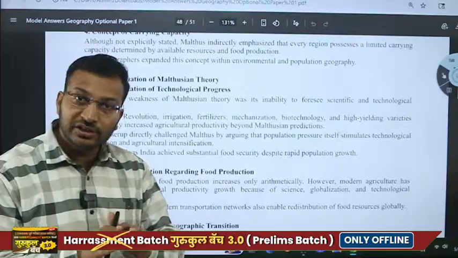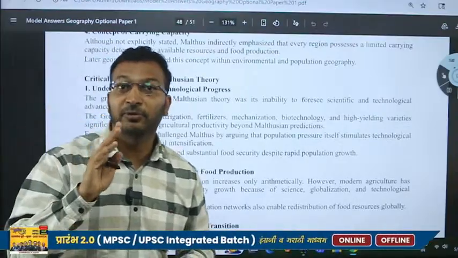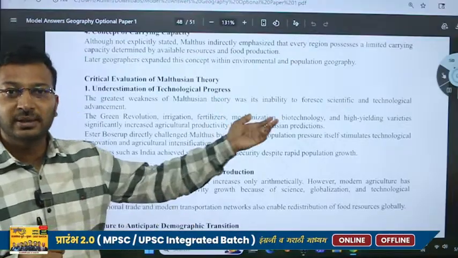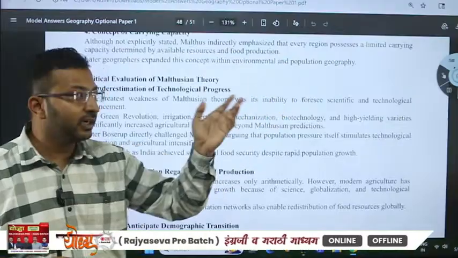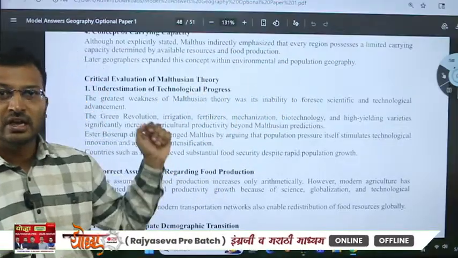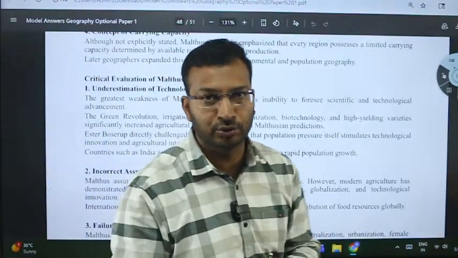And the population of India is 1.45 billion. So just imagine, it is mainly because of technology, high yielding variety seeds, mainly because of technological progress. He didn't talk about this. So this was the main criticism of the Malthusian theory.